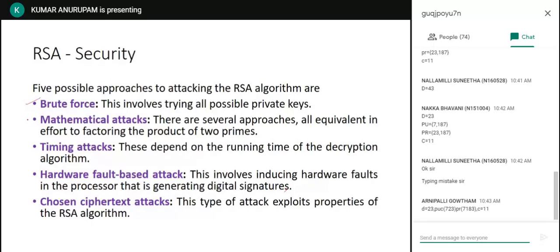Next one is mathematical attack. Now, what is mathematical attack? See, earlier I told you that security of RSA lies in the product of two prime numbers. Okay, so one prime number is P, another one is Q. Now you see that when we multiply these two, for example, if this is 3, this is 11, so answer is 33. So factoring 33 is somewhat easier. You can calculate what are the factors of 33.